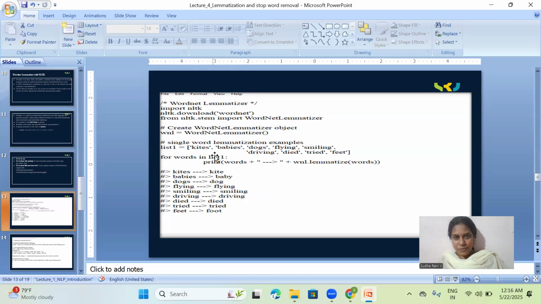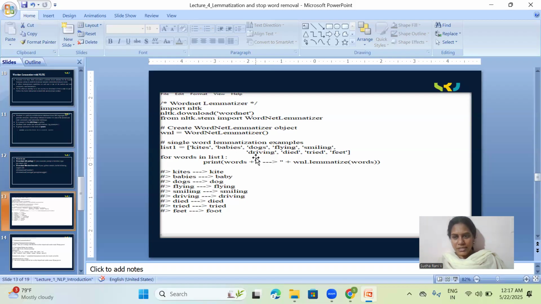WordNet lemmatizer, as we discussed, is the default lemmatizer which can support 200 plus languages in the Python programming language. The NLTK toolkit, it's the default one we are having. From nltk.stem import WordNetLemmatizer, and create the WordNet lemmatizer: wnl equal to WordNetLemmatizer.